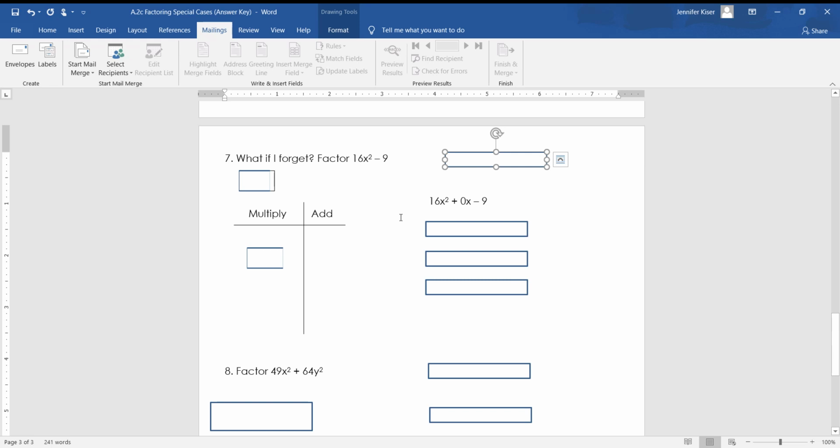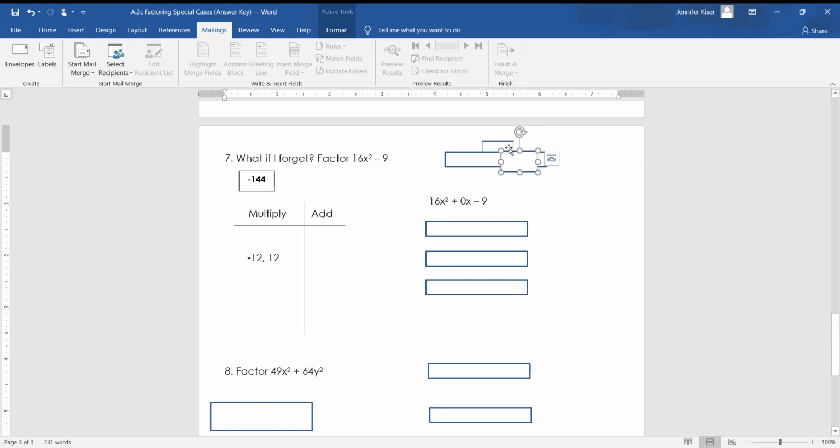So you could write it out the long way here, and then you could do a times c. So you could do negative 9 times 16. If you multiply those, you'll get negative 144. So here you would need factors of negative 144 that would add to give you 0. For this one, you'd have to have a positive and a negative, since you're trying to multiply to get a negative 144. So this would be negative 12 and positive 12 that you'd have to use, because they would add to give you the 0.